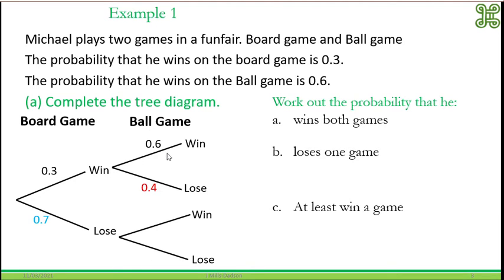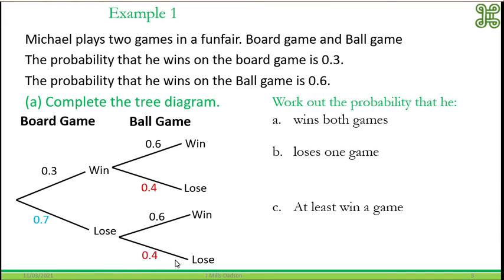Now don't confuse yourself as to why we have 2 of this, because there's a condition. The condition here is that on this branch you've already won board game, so you can still win ball game or lose ball game. Here we'll repeat it because we are assuming that if you've lost board game, you can win ball game or you can lose ball game. That's why it's like this. Most of the time, you need to understand that these two will be the same.